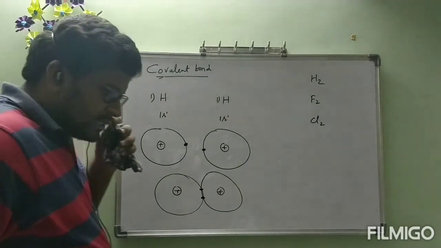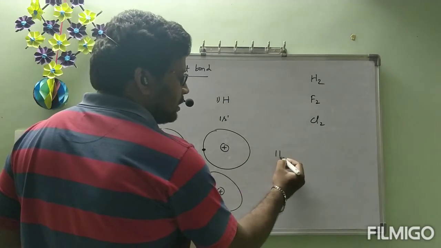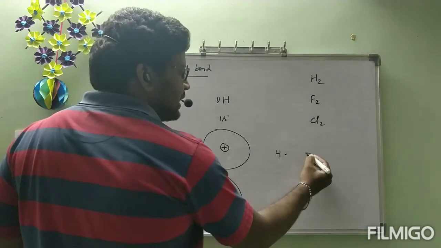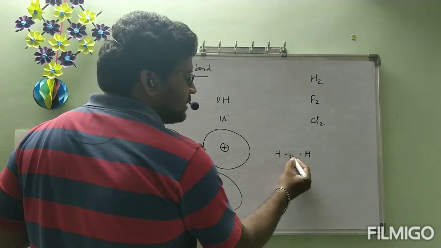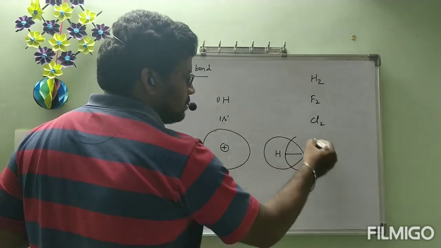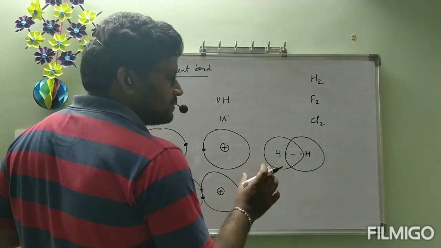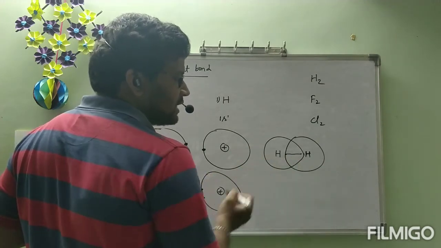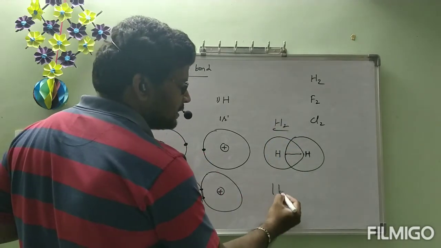Now, according to Lewis electron dot symbols, see, H has one outermost electron. Another H also has one outermost electron. These two will be involved in the bond. That bond is present between these two hydrogens, belonging to both hydrogen atoms. With the two electrons, the first hydrogen is stable as well as the second hydrogen. In this way, this H2 molecule is formed. Then we will show it with a line.